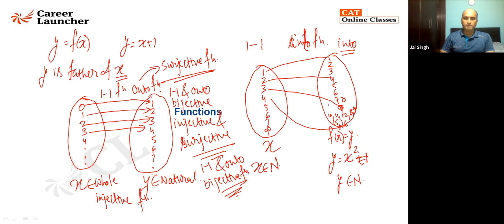I hope it is clear. And this is a one-to-one and into function. There are some values of y which are not connected with any value of x. That's why it is an into function. I hope this is clear to everyone. Please ask if there is any query.